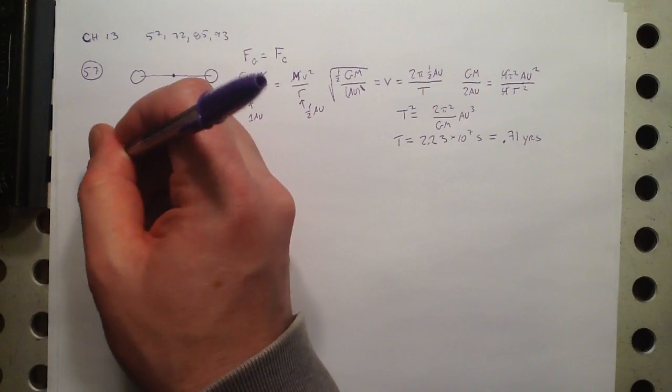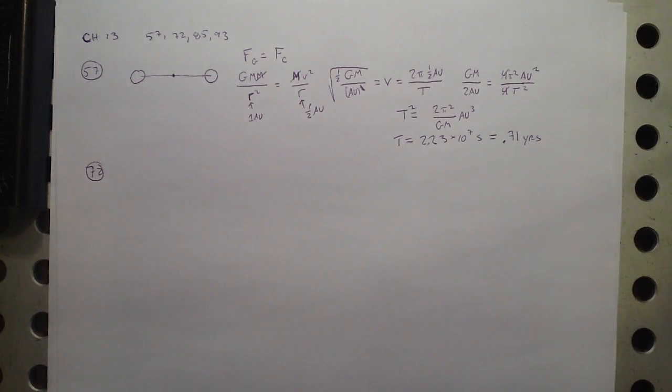Number 72. A typical neutron star might have a mass equal to that of the Sun, but a radius of only 10 kilometers. What's the gravitational acceleration at the surface of such a star?